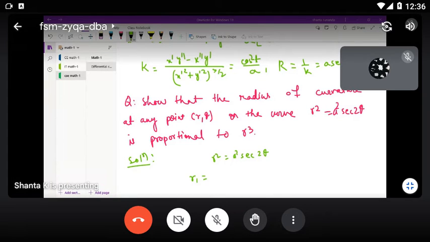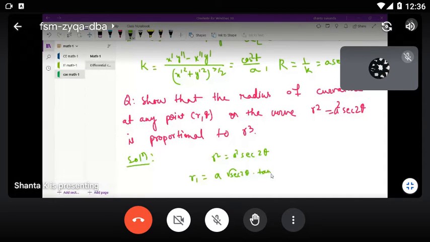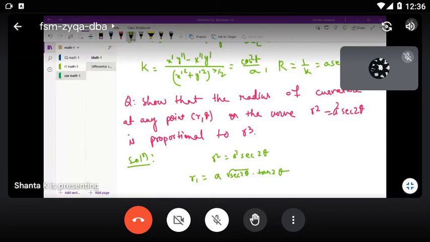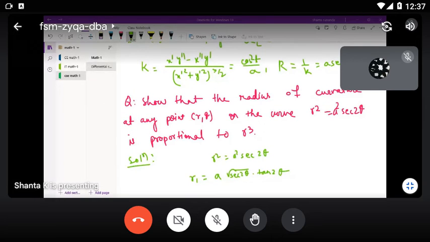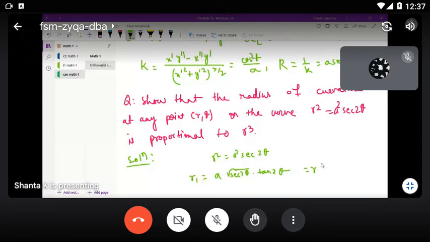So what is the value of r1? A root over of sec 2 theta into tan 2 theta. How much? Again. A root over of sec 2 theta into tan 2 theta. R1 is a root over of secant 2 theta into tan 2 theta. Yes. Others, the same thing? Yes, ma'am. So you can also write here as r tan 2 theta.